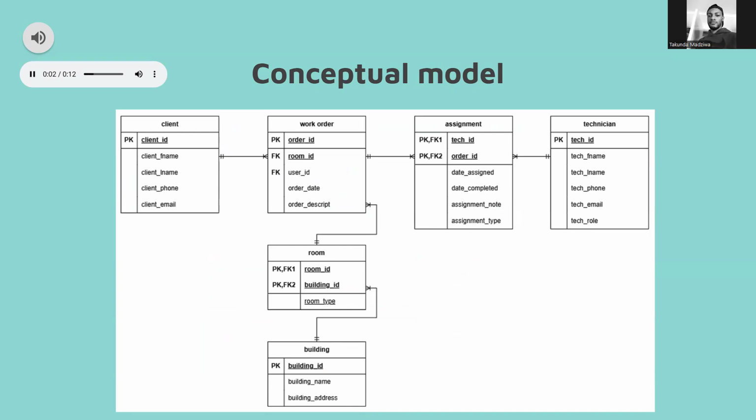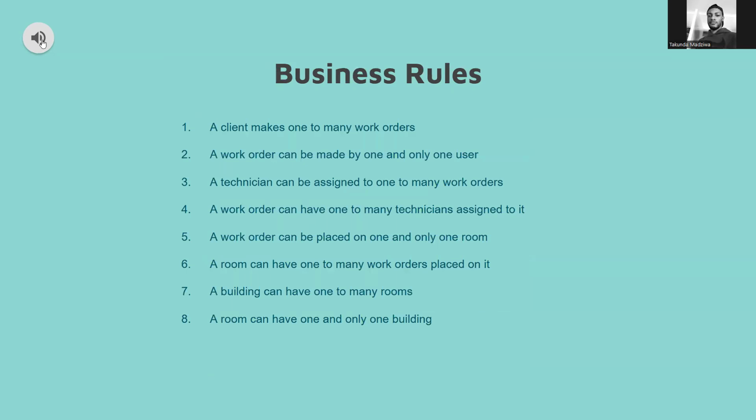The conceptual model for this database provides a visual representation of how all the entities in the set interact with each other. This paves the way to write business rules. These business rules are: 1. A client makes one-to-many work orders.